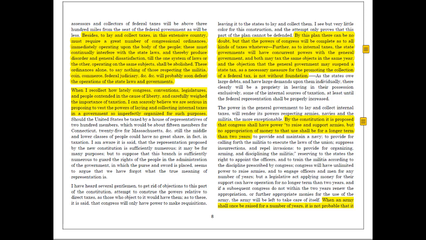If you take all of these tax clauses together and come back to the left-hand column of 8, in the second highlighted, or this first full paragraph that starts about a third of the way down, there's this wonderful kind of declamation by Smith. He can't believe what he's seeing. He writes, "When I recollect how lately Congress, conventions, legislatures, and people contended in the cause of liberty and carefully weighed the importance of taxation, I can scarcely believe we are in serious in proposing to vest the powers of laying and collecting internal taxes in a government so imperfectly organized for the purpose."